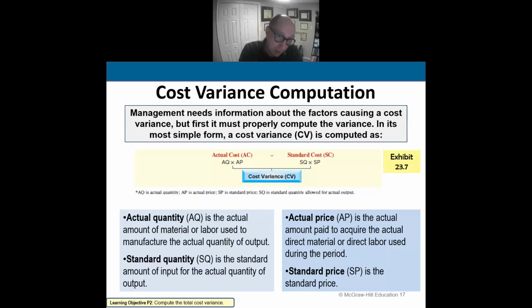Quantity times price, you get the actual cost, minus the standard cost. Remember, the standard is like your budget amount. Budgeted quantity times the budgeted price, basically, right? That's how you find your standard: standard quantity times standard price. So now we found our actual cost minus the standard cost gives us the cost variance.